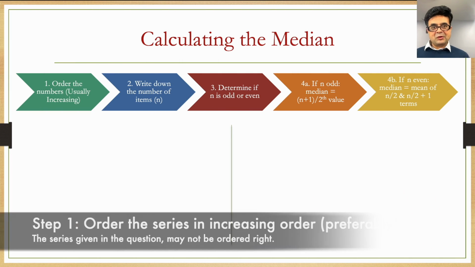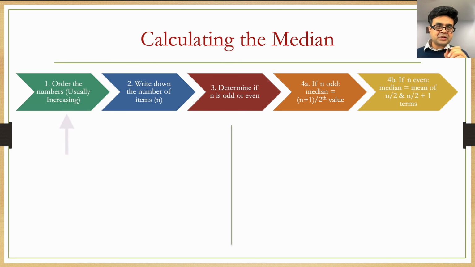The first step always is to order the numbers, and I always recommend ordering the numbers in increasing order because we are used to writing things from left to right. So we are used to thinking of things from left to right, as in a number line. You could arrange the items in decreasing order. However, it is always recommended to arrange them in increasing order.